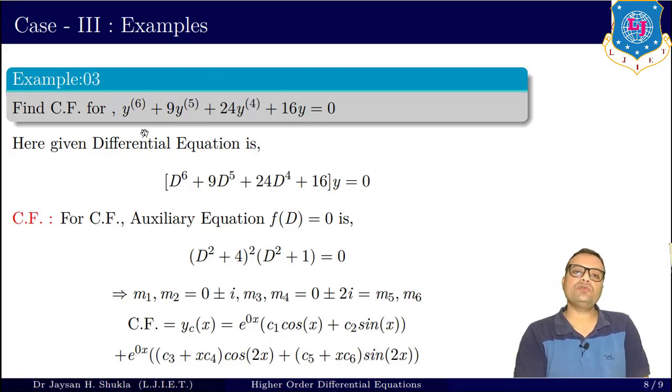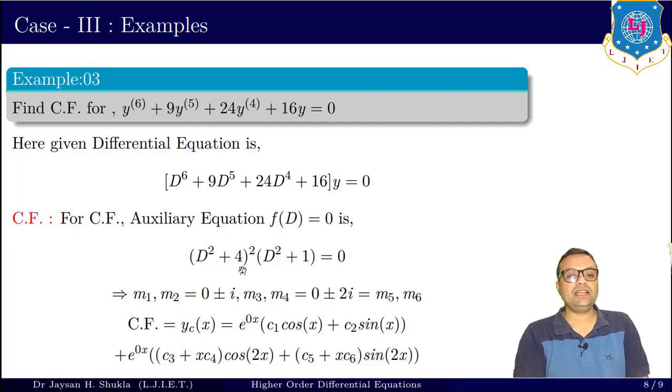Suppose I want to find the complementary function for y raised to 6 plus 9y raised to 5 plus 24y raised to 4 plus 16y equal to 0. Then we will get the differential equation D raised to 6 plus 9D raised to 5 plus 24D raised to 4 plus 16, times y, equals 0. Now, for the complementary function, I am taking the auxiliary equation f of D equals 0. It simply gives me (D square plus 4) whole square, (D square plus 1) equals 0.